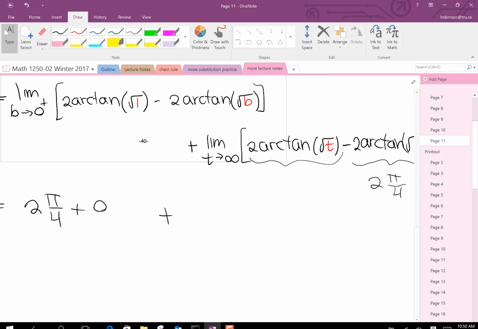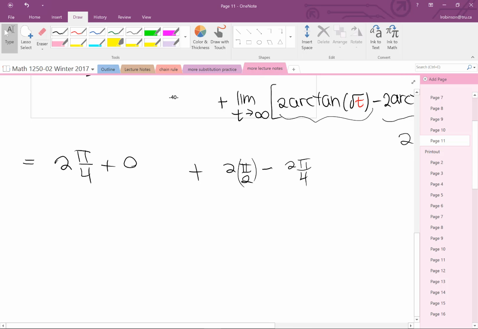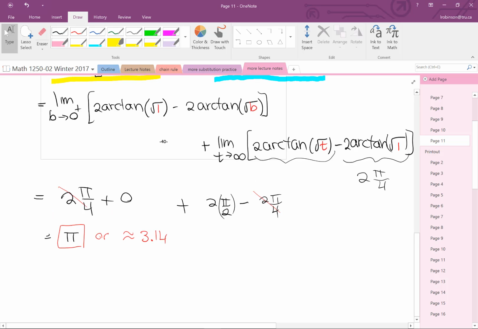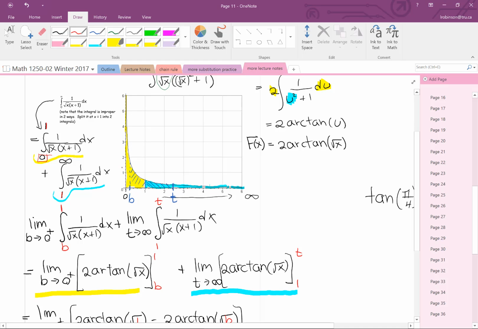So this is going to 2 pi over 2 minus 2 pi over 4. So I guess these parts are just going to cancel, and you're going to be left with just pi, or approximately 3.14. So that's the area. I think I just picked this one because it's sort of interesting that when you get something like that, it has an area of pi under it. It goes to infinity in both directions, up this way and up this way.